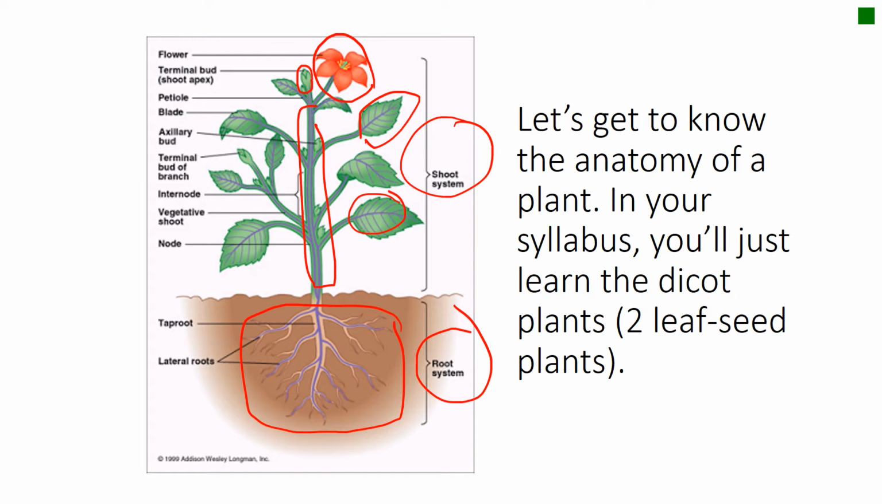However, in your syllabus, you are not going to learn the monocot. You will only learn dicot. Well, dicot in daily life, we call it as two-leaf seeds, for example, like mung beans, kidney beans. But monocot examples are like corn plant, bamboo, and so on. Now, those plants will not be studied in this topic. You will only learn the structure of a dicot plant.